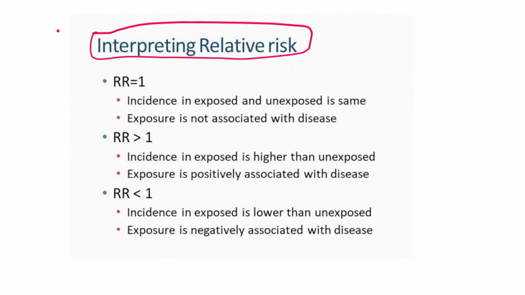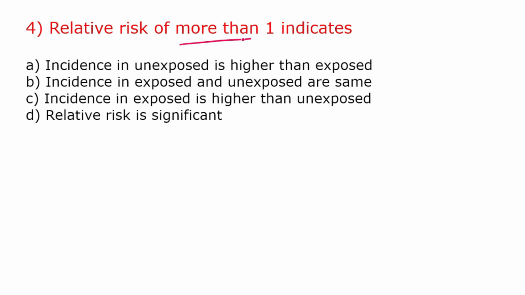Now see the information given in this chart pertaining to interpreting the relative risk. The relative risk is applicable to cohort studies, whereas the odds ratio is applicable to case control studies. If the relative risk is equal to 1, then the incidence in the exposed and unexposed is the same. If the relative risk is more than 1, then the incidence in the exposed is higher than the unexposed. If the relative risk is less than 1, then the incidence in the exposed is lower than the unexposed. So please remember all three interpretations of relative risk: RR equal to 1, more than 1, and less than 1. In our question, they have asked what a relative risk of more than 1 indicates.